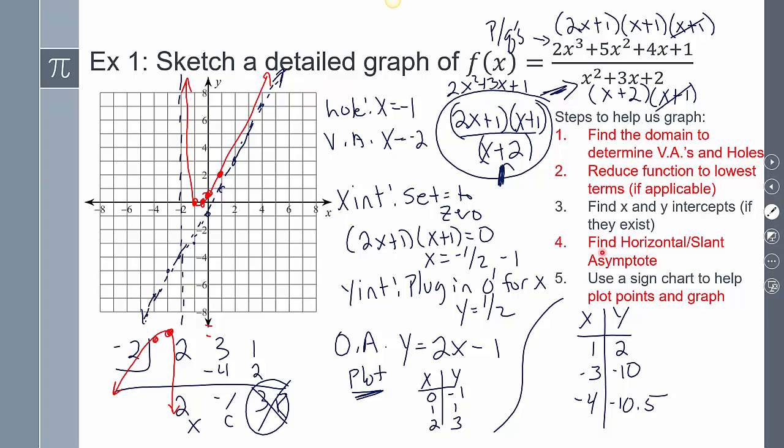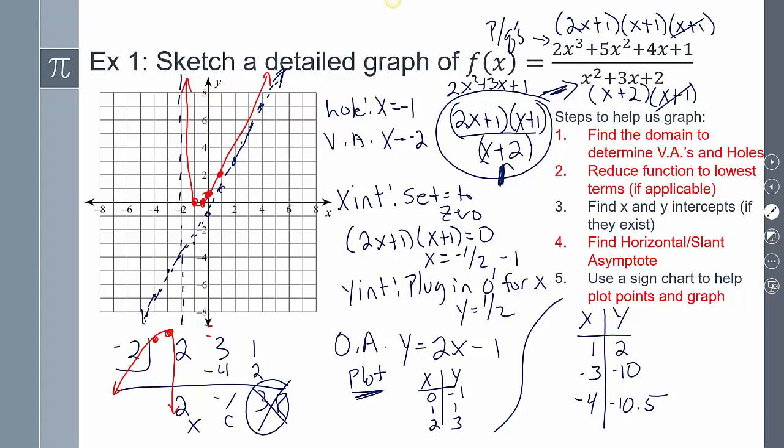And then my horizontal and slant asymptote, to be able to find that, you have to divide the polynomials, which is what I did here. Now by dividing the polynomials, I got the equation 2x minus 1. That represents your oblique asymptote, this 2x minus 1 after I divided. Plot a few values to be able to sketch what that line looks like. Then, step 5, plot extra points and graph it. I didn't use a sign chart again. You don't necessarily have to, but I plot a few points to be able to get the sketch of what my graph is going to look like.